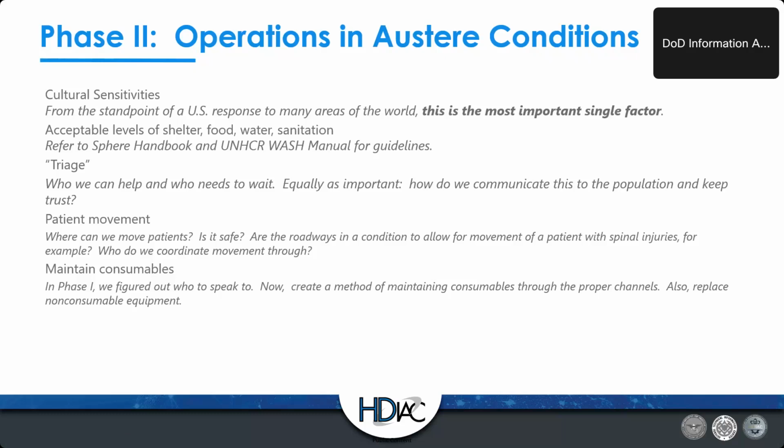And then, of course, maintaining consumables. So we figured out who to speak to in phase 1. Now we need to create a method of maintaining those. We may not have our own military systems that we normally use; it may be something that's being put up on a whiteboard in an NGO's office somewhere. So we have to figure out how best to keep on top of that, and when to order things, and how long it's going to take. And that's not a small task.